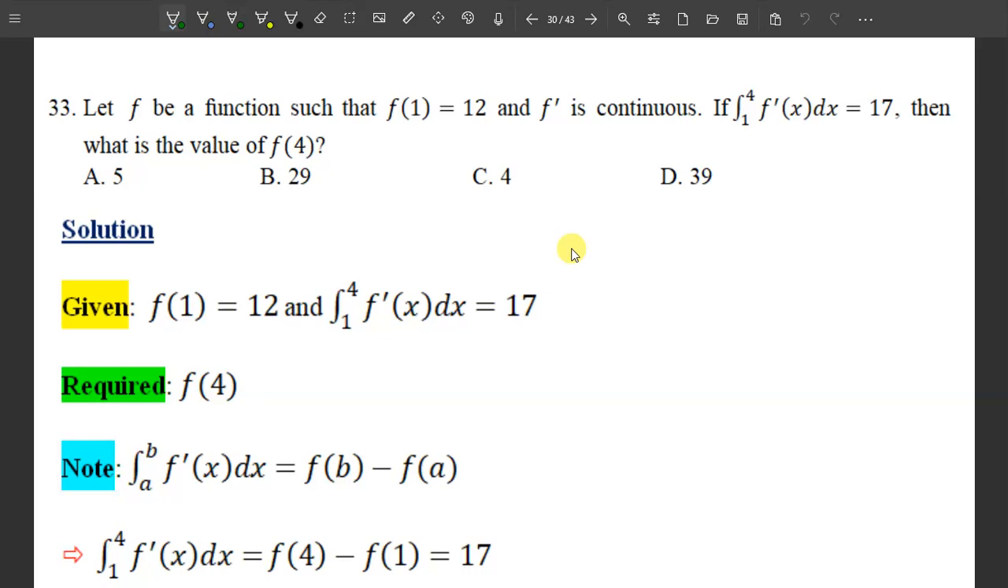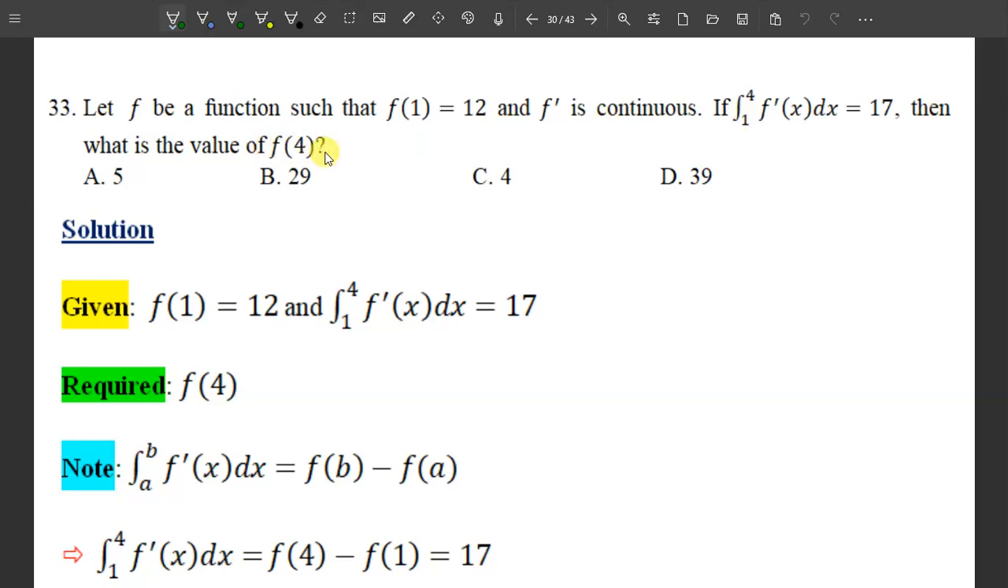It says, let f be a function such that f of 1 is equal to 12 and f prime is continuous. If the integral from 1 up to 4 of f prime of x dx is equal to 17, then what is the value of f of 4?